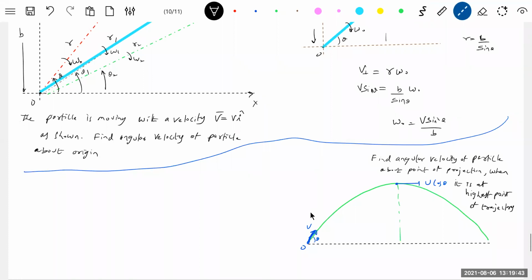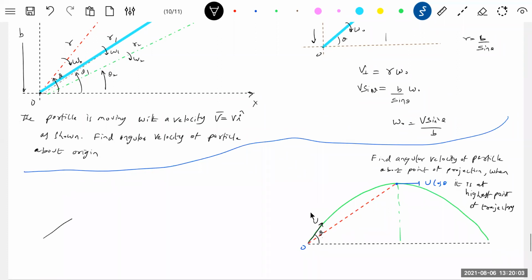Now, what is r bar? R bar we have to define like this. Okay, I'll bring the r bar, no problem. The particle is projected with a velocity u at an angle theta. At the highest point the velocity is u cos theta. What shall I do now?